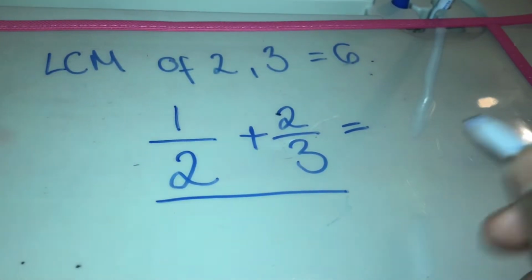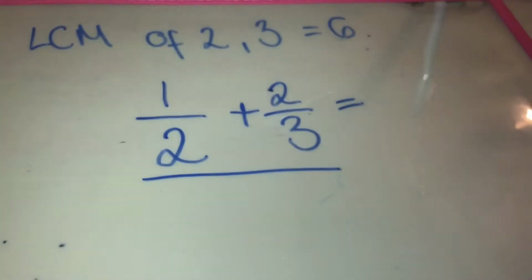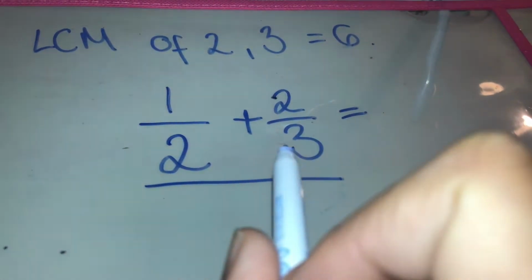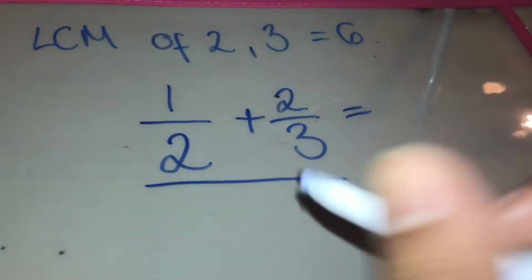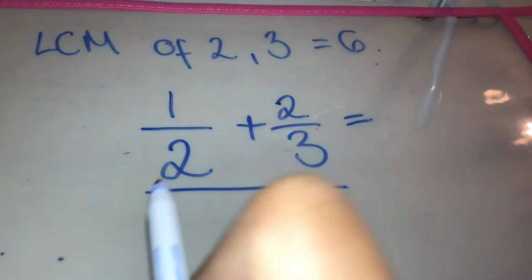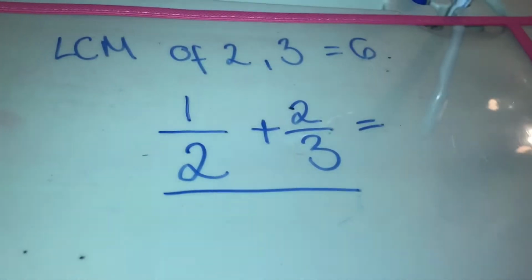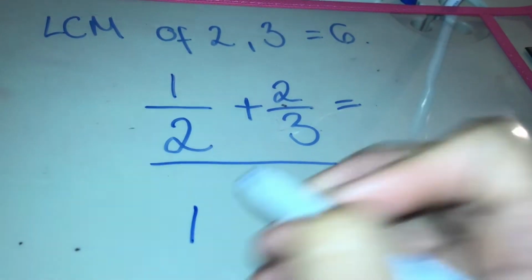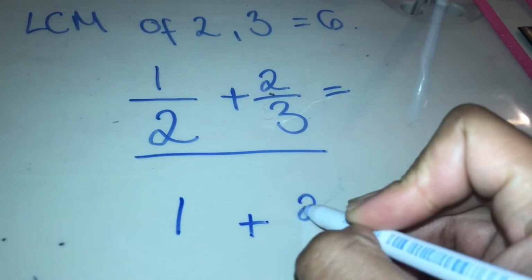So, how to add this one. As you can see, the denominators are not the same. And what we need to do in order to work this out is make the denominators the same. And that's where our lowest common multiple comes in, okay? Because we're going to turn the bottom into 6. So there's going to be a 6 here and there's going to be a 6 here. Now, how do we do that? So I'm going to copy out the first bit of each fraction, which is 1 plus 2.